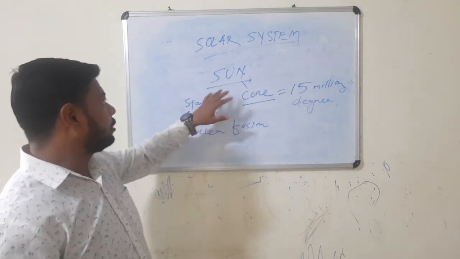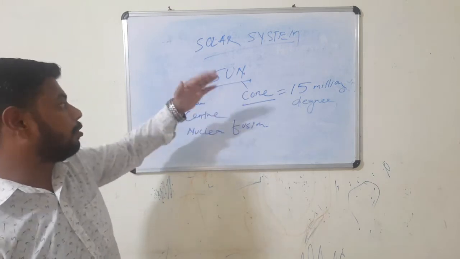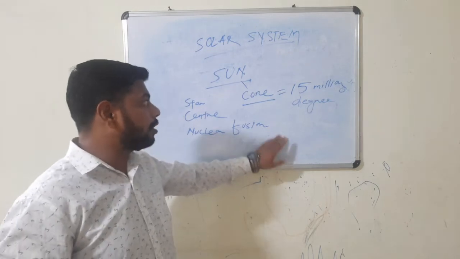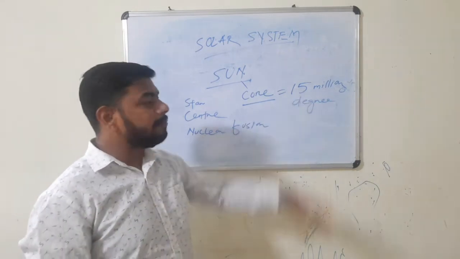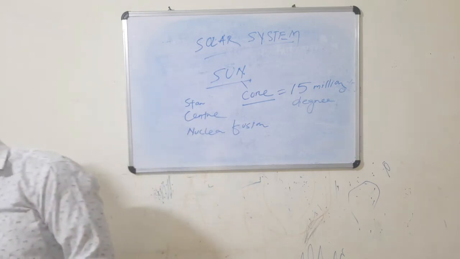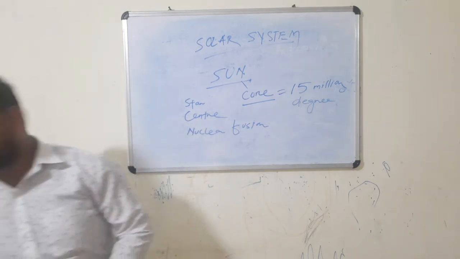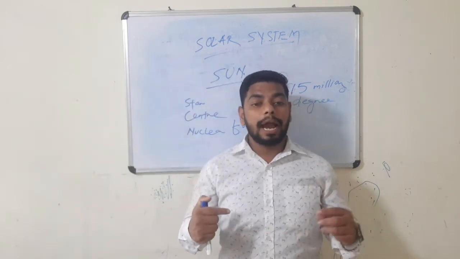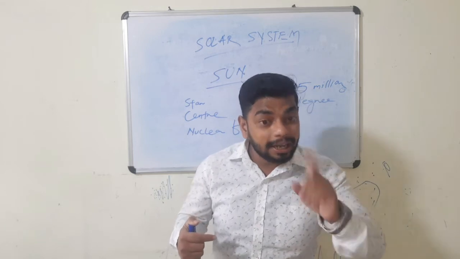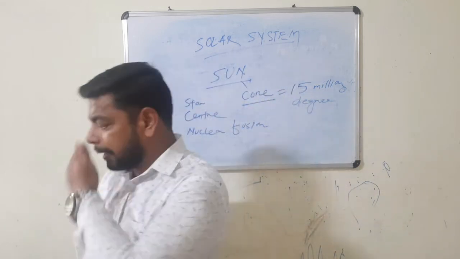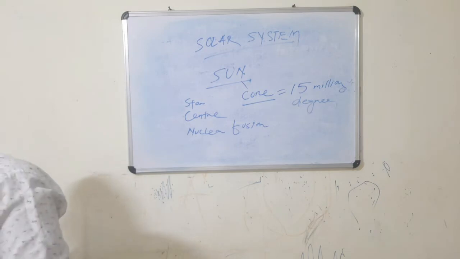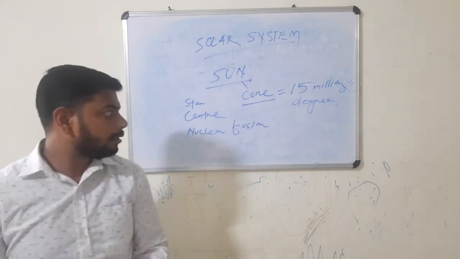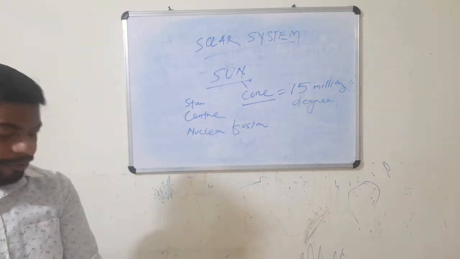So, the sun is the largest heavenly body in our solar system, located at the center, and it generates heat and light through the process of nuclear fusion. Its core temperature is 15 million degrees Celsius. It is a huge hot ball of gases made up of hydrogen and helium.